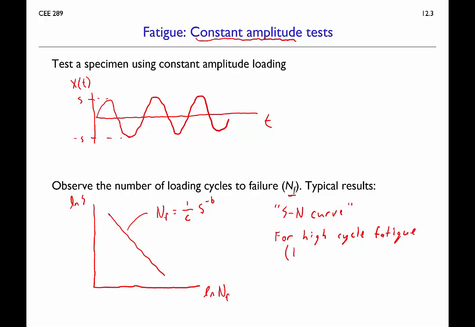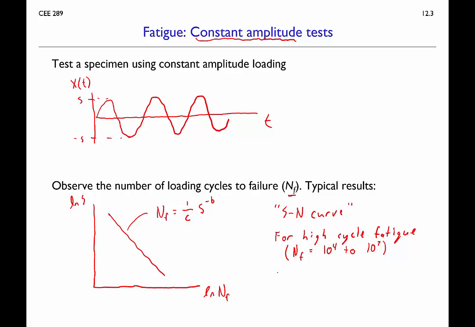And high cycle fatigue, that's a domain where the number of cycles to failure is something like 10 to the 4th to 10 to the 7th. So we're talking about thousands to millions of cycles. There's a low cycle fatigue where you go below 10 to the 4th approximately, and then there's an ultra low cycle fatigue where you're thinking about just dozens of cycles at very high stress levels. And in those low cycle and ultra low cycle domains, this type of relationship will break down. But in that high cycle fatigue range, you often see this log linear relationship.